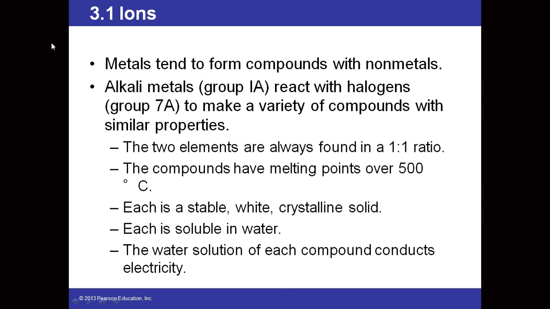Now, these bond to make a variety of compounds that feature very similar properties. In these cases, the two elements are always found in a 1-to-1 ratio, and characteristically, their compounds end up having melting points well over 500 degrees Celsius. Each represents a stable, white, crystalline solid, and in most cases, they're soluble in water and able to conduct electricity. Usually when I mention their capacity for electricity, I also take the time to mention this concept of electrolytes.